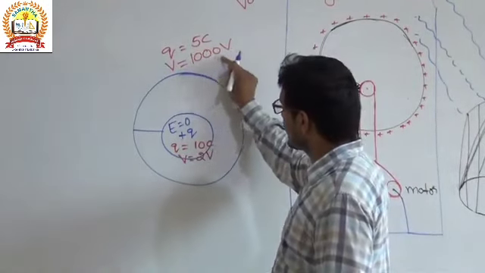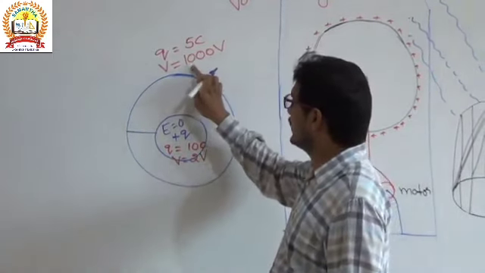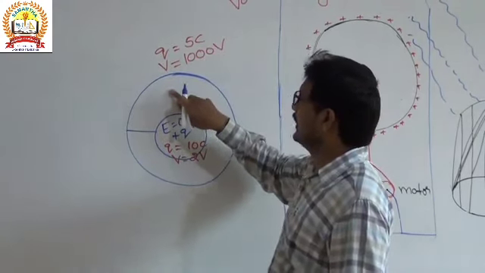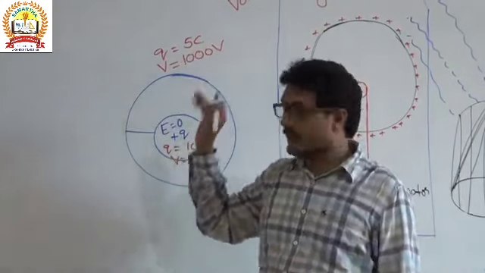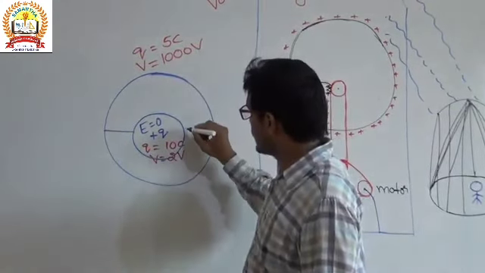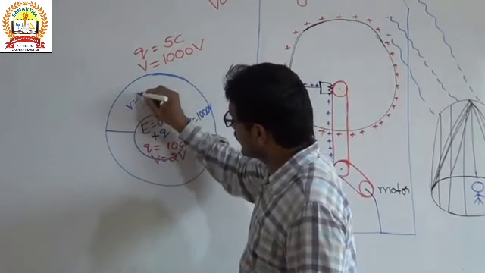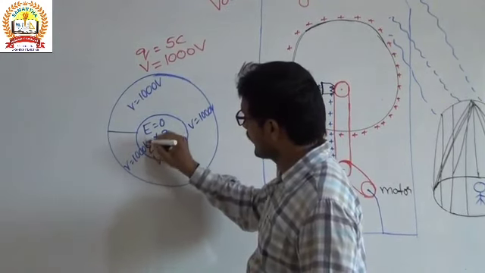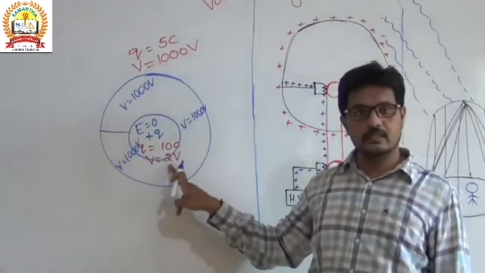Then how much potential is there? 1000 volts. So the potential on the outer surface of the sphere and inside the sphere will be the same. When the outer potential is 1000 volts, the inner sphere's potential will also become 1000. Here this is 1000 volts, at this point 1000 volts, here also V equals 1000 volts, and already 2 volts exist inside the sphere.